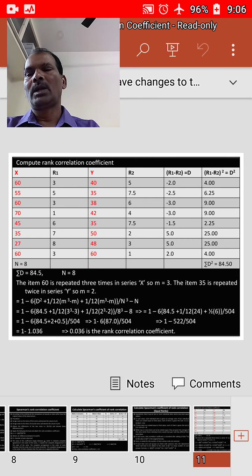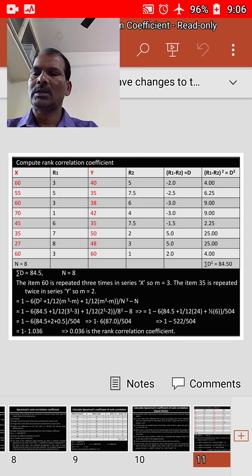Now we need to subtract r1 minus r2 in order to get d. That is r1 3 minus 5, that is minus 2.0. 5 minus 7.5 is minus 2.5. 3 minus 6 is minus 3.0. 1 minus 4 is minus 3.0. 6 minus 7.5 is minus 1.5. 7 minus 2 is 5.0. 8 minus 3 is 5.0. 3 minus 1 is 2.0.